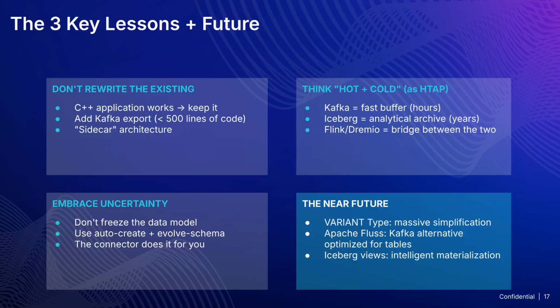Lesson 3. Think hot plus cold architecture. Kafka is your fast buffer. You keep a few hours or days for real-time analysis. Apache Iceberg is your analytical archive. You keep years. Flink and Dremio are the bridges between the two.